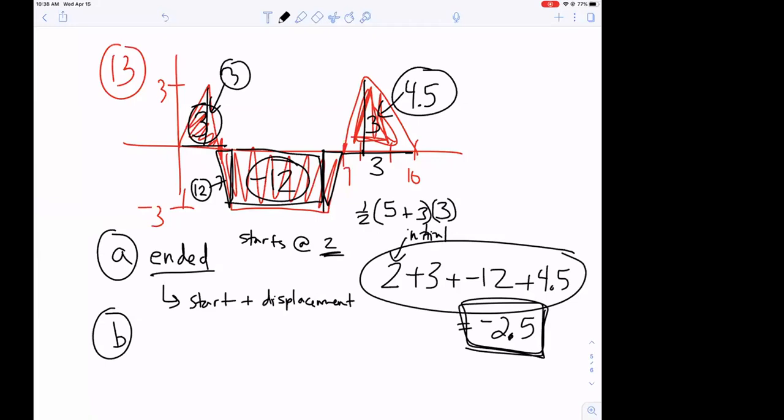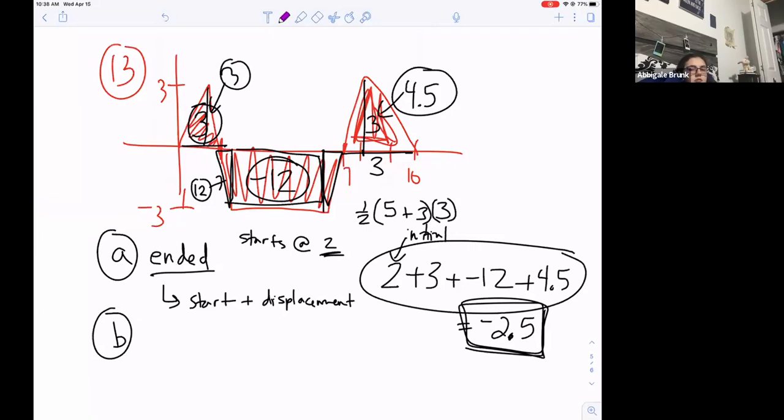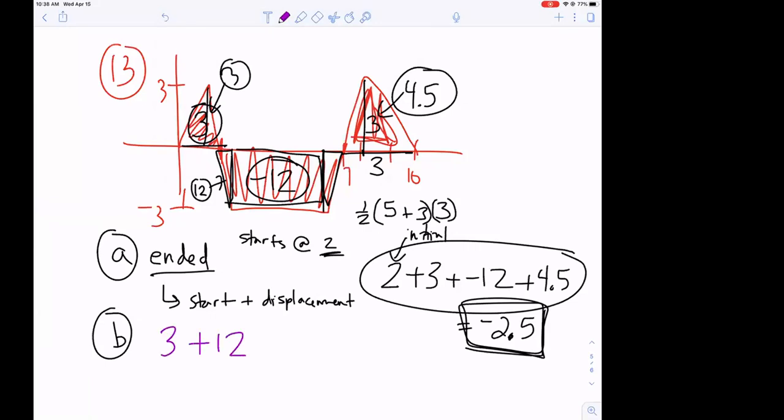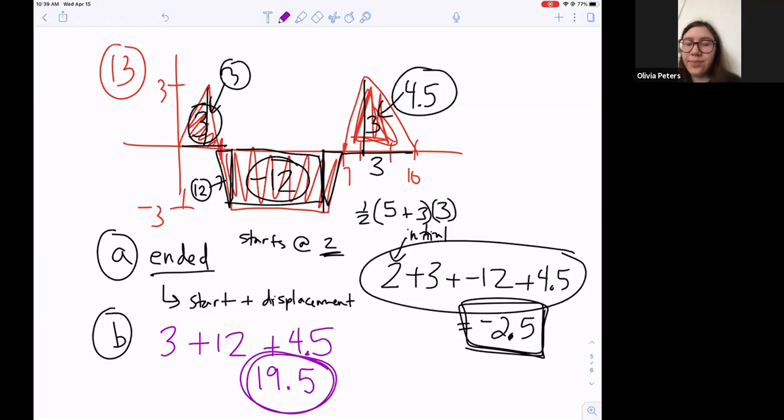Brilliant. And then part B is, what's the total distance? Well, how do we find total distance? Add them together, all positive. So 3 plus 12 plus 4.5. We don't need the 2, though, because it doesn't want to know where it started. It just wants the total distance traveled in that time. So then 19.5. Sweet.